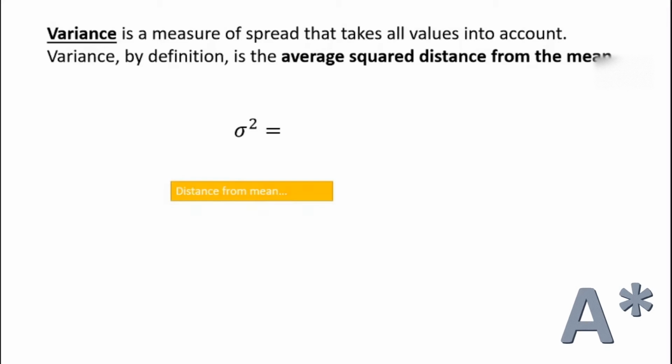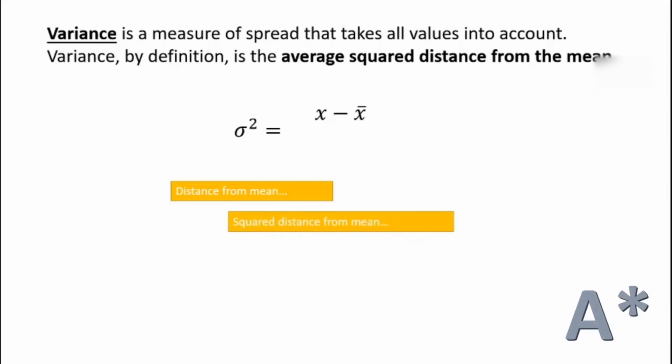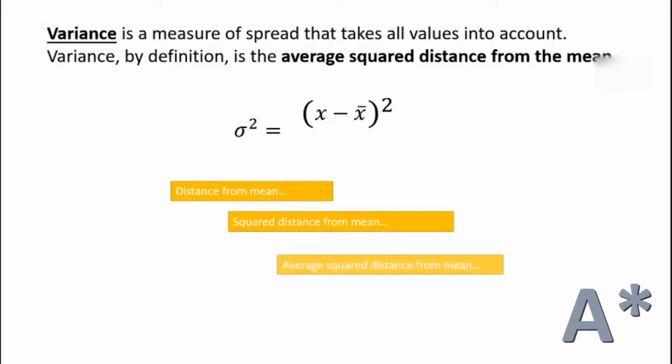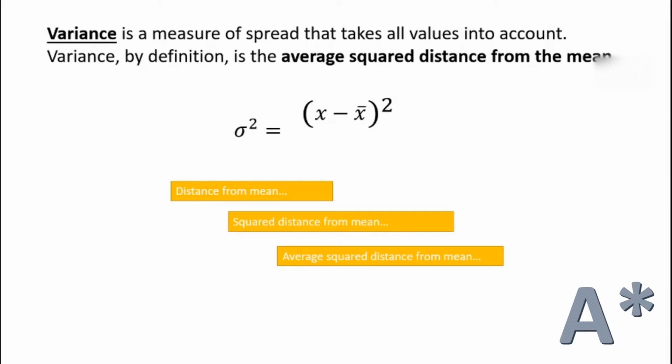Well, how would we represent the distance from the mean? For every x value, if I subtract the mean, if I subtract x bar, that will give me the distance of that particular data point from the mean. So x minus x bar gives us the distance from the mean. But we need the squared distance from the mean. So let's put some brackets on there and we'll square it. And to build on that some more, we need the average squared distance from the mean. So if I add up all of these squared distances from the mean and divide by how many there are, that will give me the average squared distance from the mean.